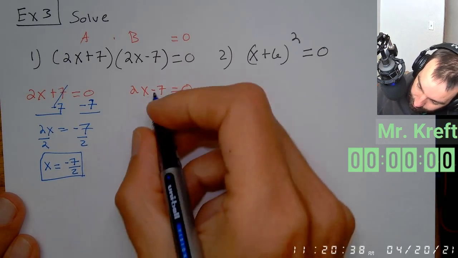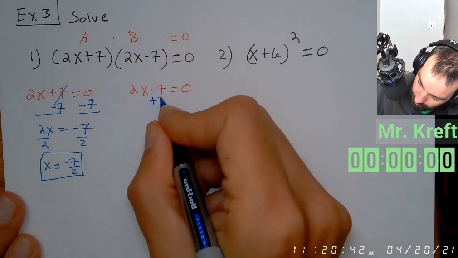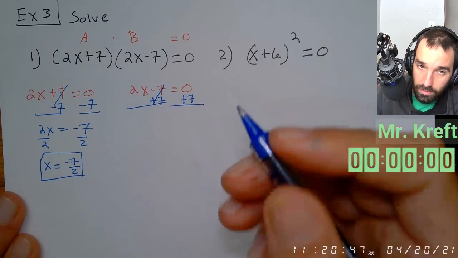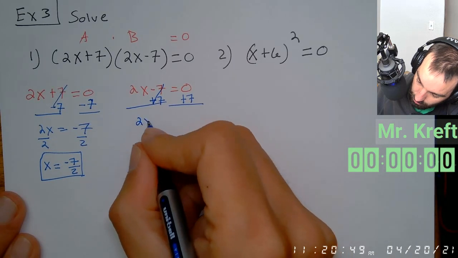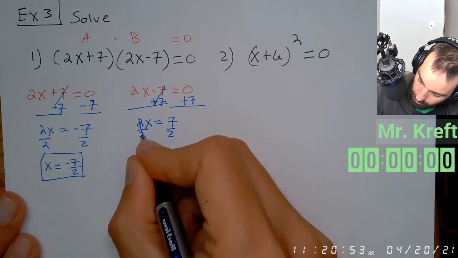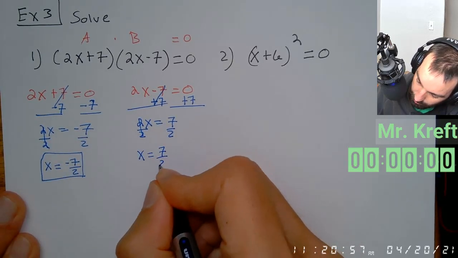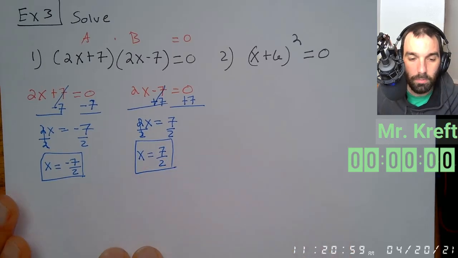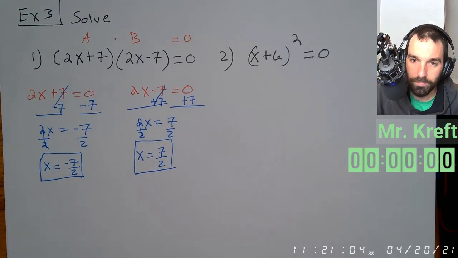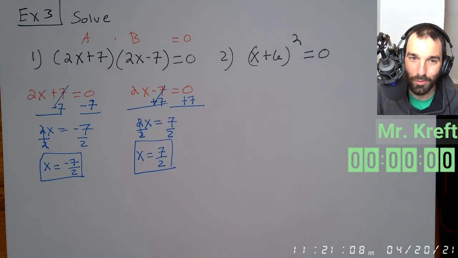Okay. And then over here, the opposite of minus 7 is plus 7. Again, always starting with the addition and subtraction first. So 2x equals 7, and then I'm going to divide by 2. And I get x equals positive 7 halves. Okay, and that's going to be my answers for that one. And again, fractions are okay. They're just us being lazy and not wanting to do the division.